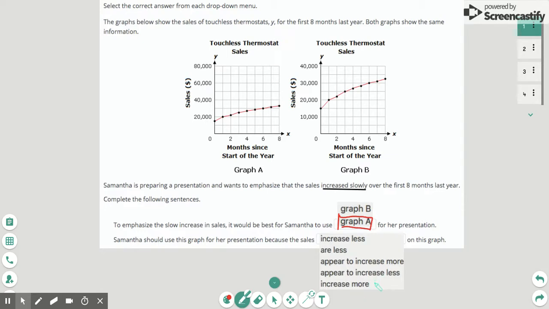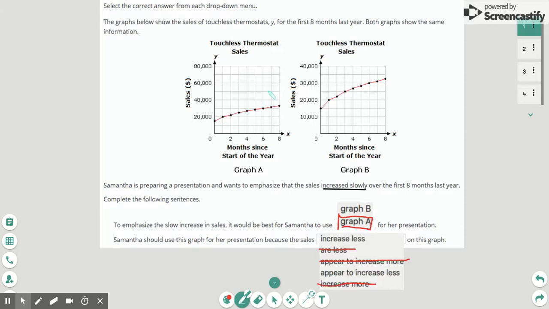So we already know that the sales are increasing. Right now we're just looking at graph A. So they're not less. We can get rid of this option. They're not increasing more than graph B. This does not appear to increase more. So it's between the first one and the last one.